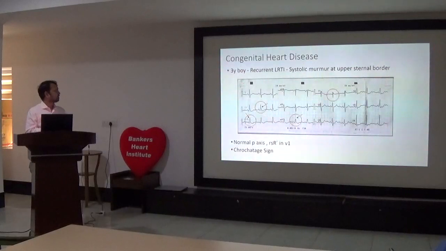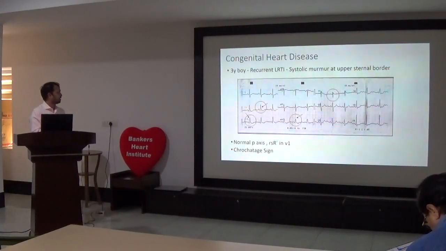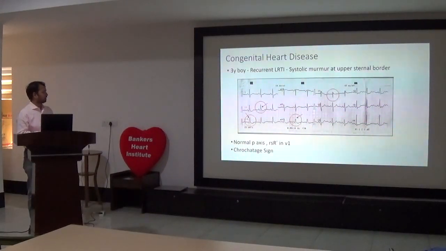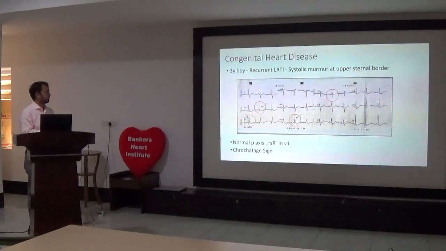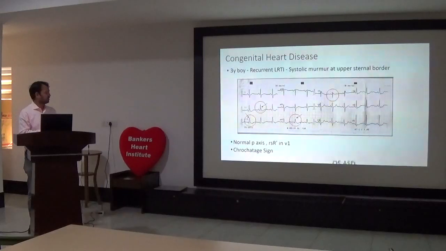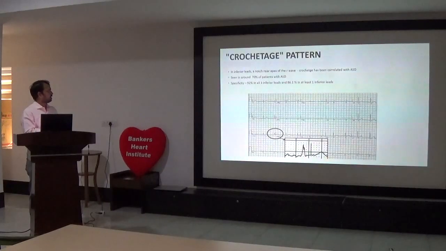Here is the ECG, a 3 year old boy with recurrent LRTI, systolic murmur at the right upper sternal border. In this ECG, we can see that there is a normal P axis, P wave is positive, with rSR' pattern in V1, and there is a specific crochetage sign seen in inferior leads. Here we can see crochetage. So whenever a young patient has this type of ECG, we have to consider ostium secundum ASD. There is a specific crochetage sign in this patient. In inferior leads, there is a notch near the apex of R waves, that is crochetage, which has been correlated with ASD.